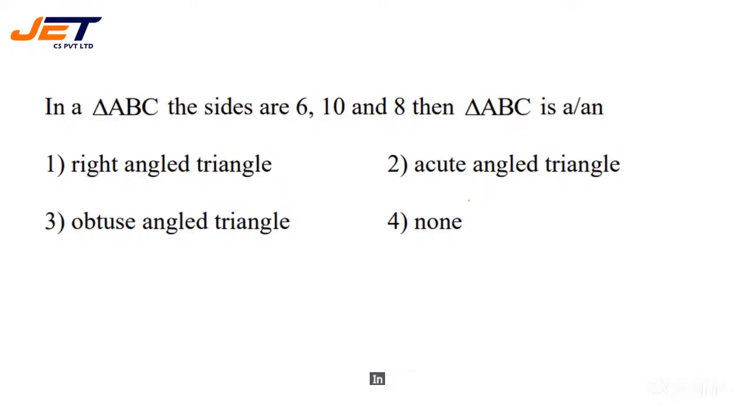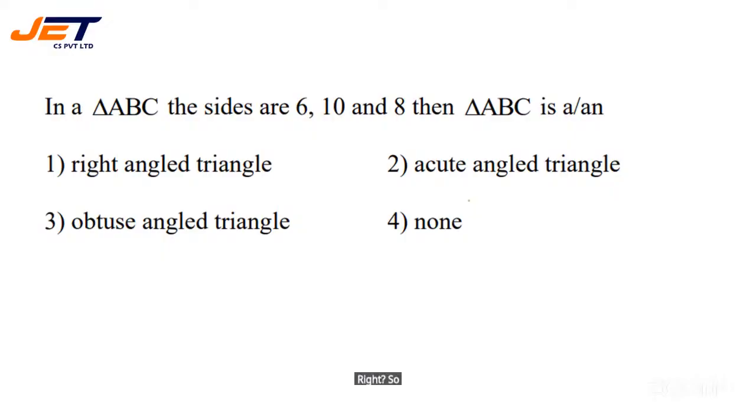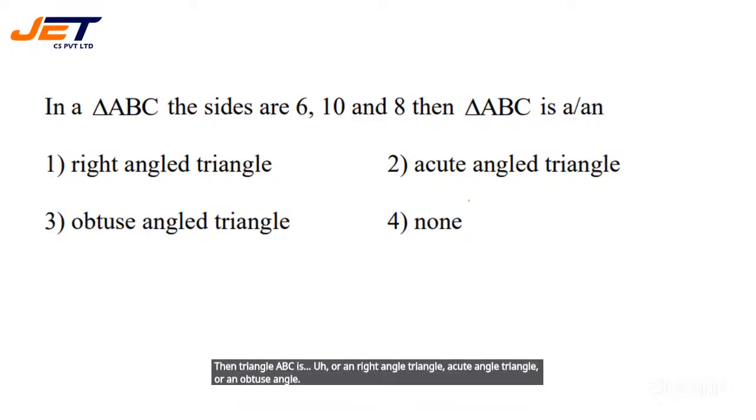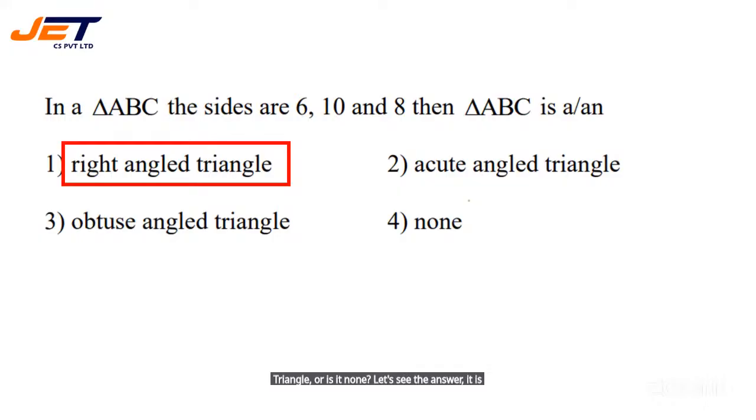In a triangle ABC, the sides are 6, 10, and 8. Then triangle ABC is a right angle triangle, or acute angle triangle, or obtuse angle triangle, or is it none? Let's see the answer. It is a right angled triangle.